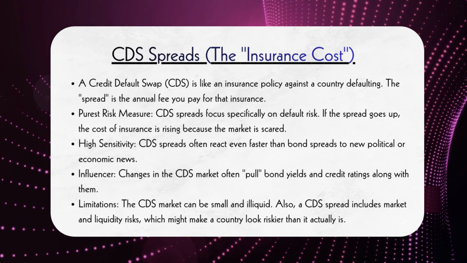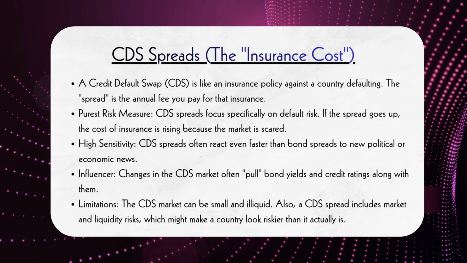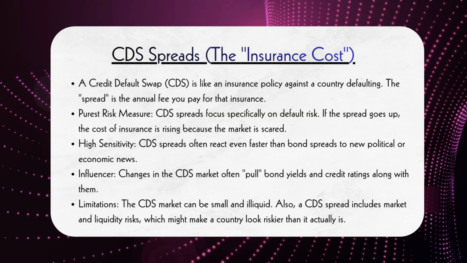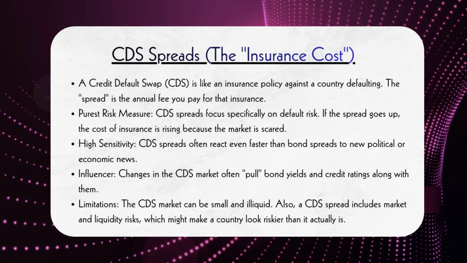Finally, we have CDS spreads, which come from the credit default swap market. A CDS is essentially an insurance policy against a bond default, and the spread is the annual fee you pay for that protection. Many consider this the purest measure of risk because it focuses specifically on the cost of insurance.